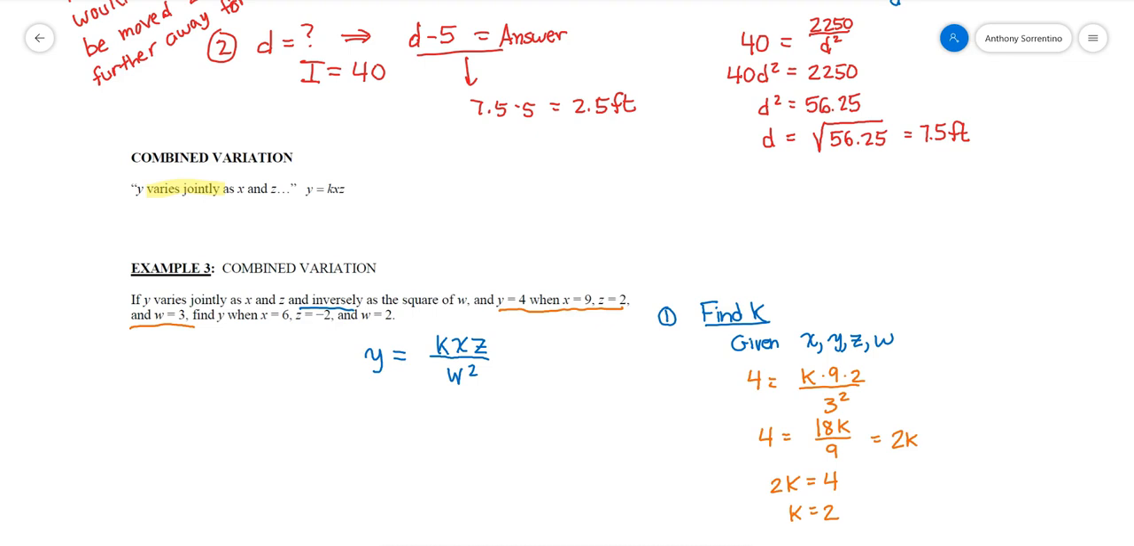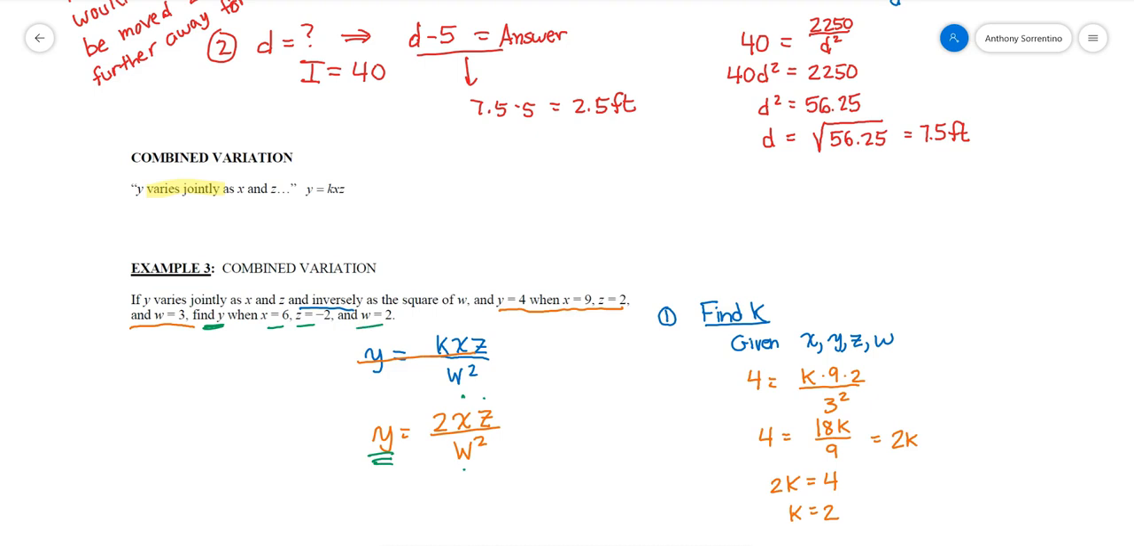Me knowing that constant of variation now means that I now have a complete formula for these variables and this constant. So now I could say that, well, instead of this, I'm going to have y equals 2xz over w squared. And the very last part is when it says, okay, we want to find y. So y is going to be my unknown here, which means that if I'm looking to find that, I have to have an x, a z, and a w. And I am. I'm given an x, a z, and a w.